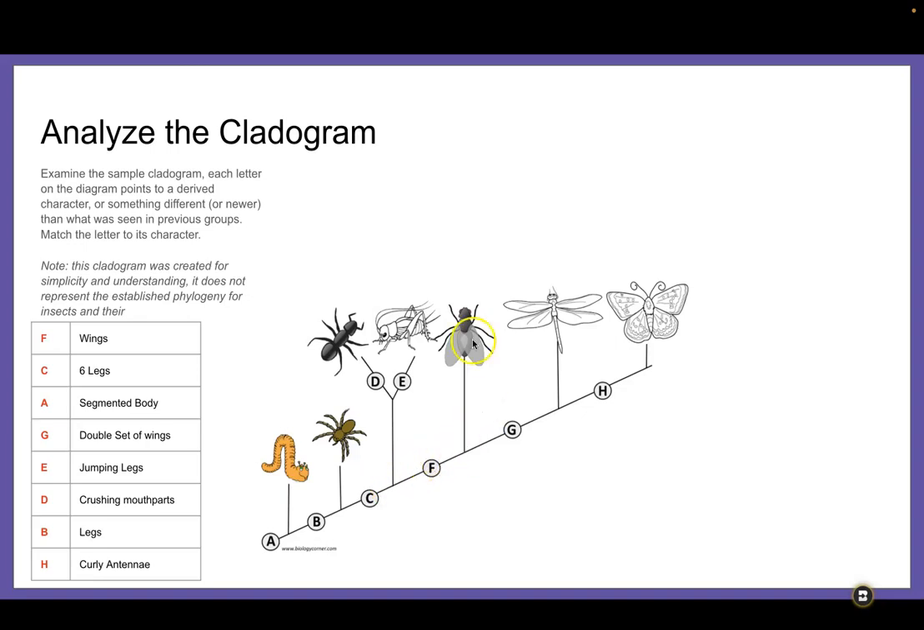And then over here we would have F, shows us, oh, everything after this has wings. G, everything after this has a set of double wings. And H, we see curly antennas.